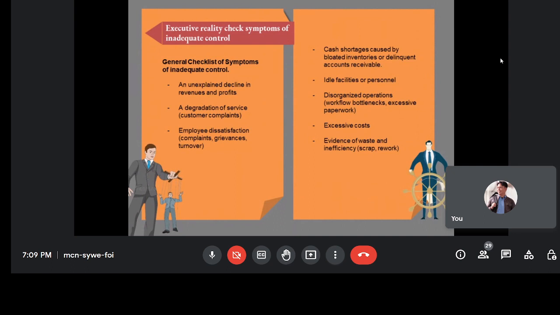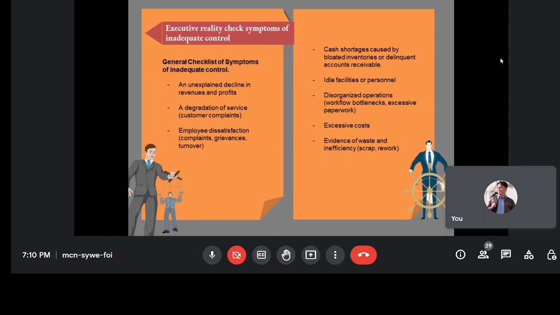First is an unexplained decline in revenues and profits. It is when the revenues and receivable profits have no proof or lack of records. Second is a degradation of service. It is when there are too many customer complaints about not being satisfied enough with the service or the product that the company offers. Third one is employee dissatisfaction. It is when the employees become dissatisfied with how the company treats them. Another example of this is when they complain about the benefits that they receive.